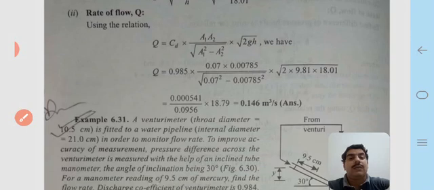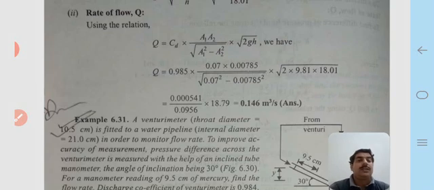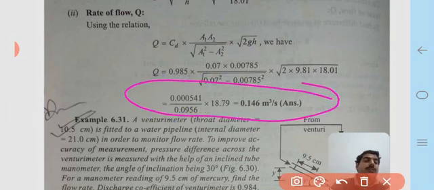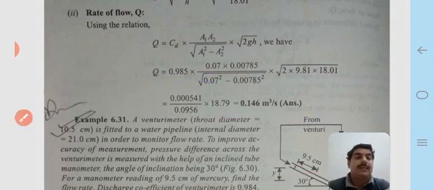And now again calculate the rate of flow, Q, using the relation Q is equal to CD A1 A2 upon under root A1 square minus A2 square, within bracket, under root 2 GH. Putting all the values, CD value also calculated, and A1, A2 already calculated above, we get the rate of discharge equal to 0.146 meter cube per second, which is the discharge of the given Venturi meter, the rate of flow.